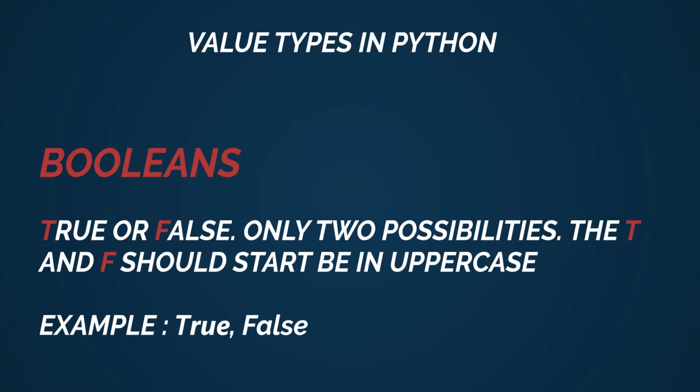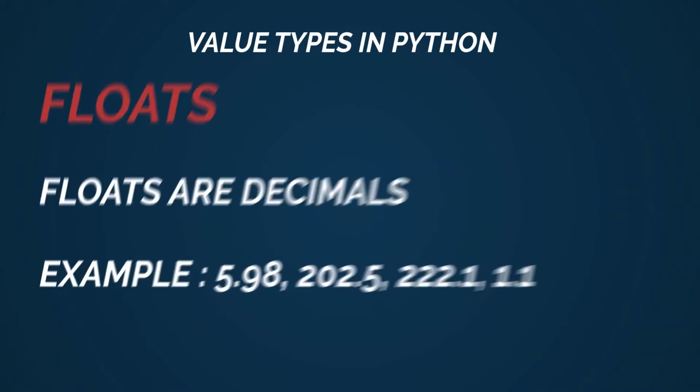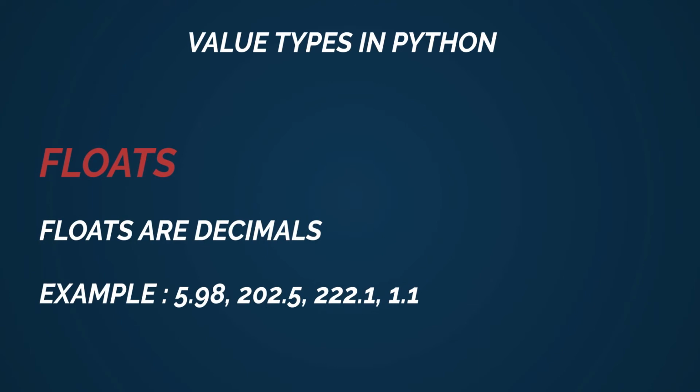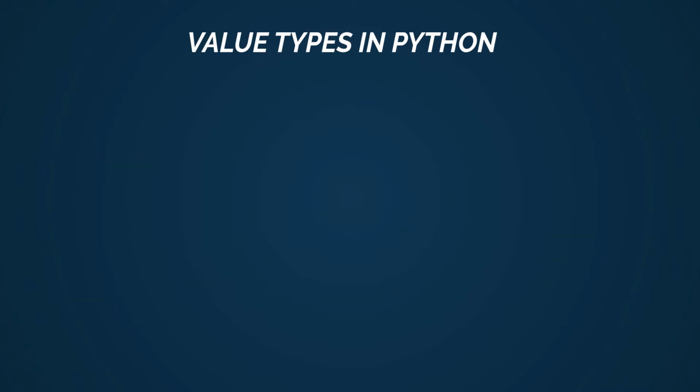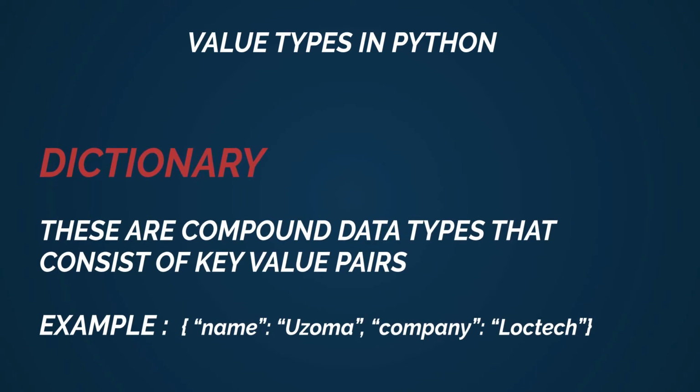Very important. Next, we have what we call the floating point numbers, or the floats. And floats are simply decimal numbers, or fractions. Then we have what we call dictionaries. And a dictionary is simply a compound data type that consists of key value pairs.